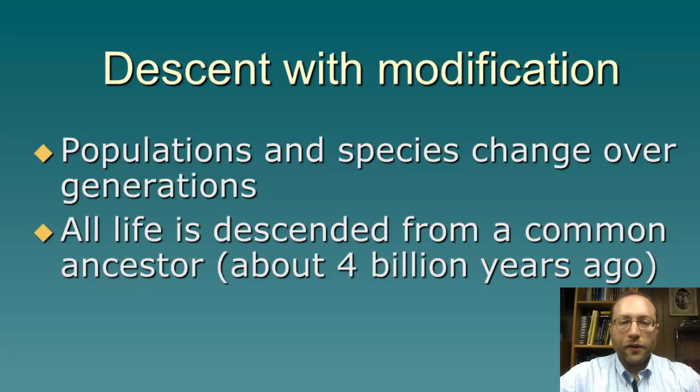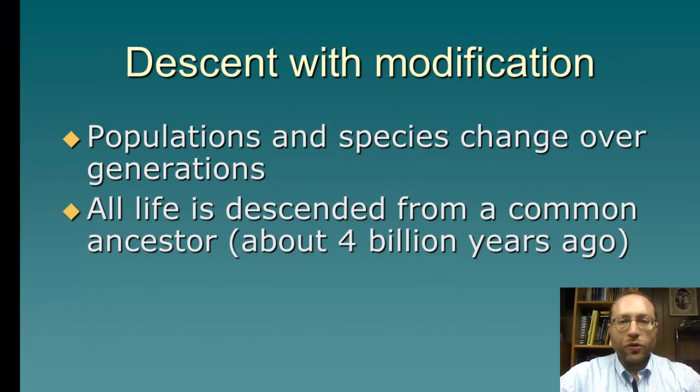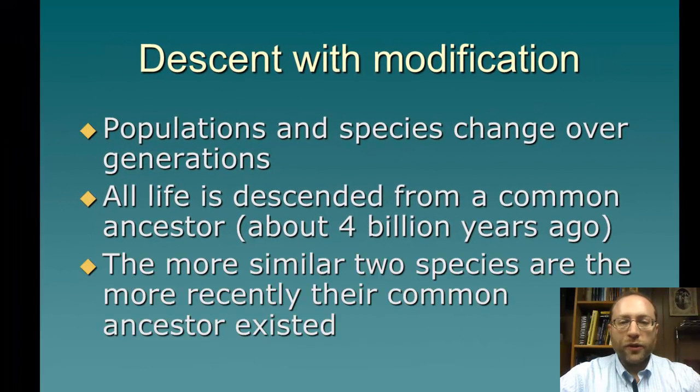What we've found out, looking at the fossil record, is that all life is descended from a common ancestor. That common ancestor was probably about 4 billion years ago. The earliest fossils that we've found are about 3.8 billion years old. Part of this theory is that the more similar two species are, the more recently their common ancestors existed. We have many more features in common with, say, a chimpanzee than we do with an ant, so we should be able to find a common ancestor with a chimpanzee in a much more recent time than we would with an ant.